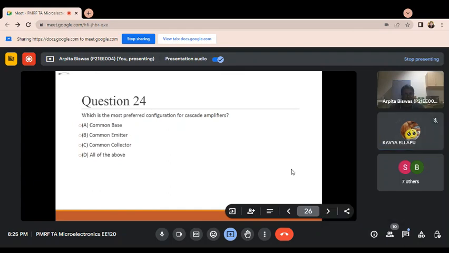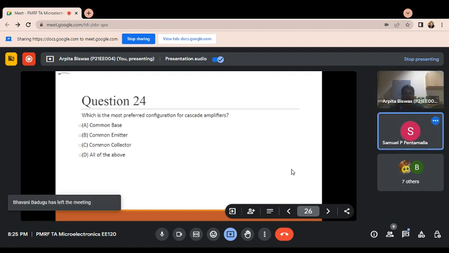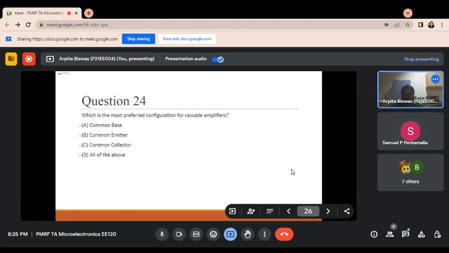You have heard about the amplifier, right? In a cascade amplifier, or a normal amplifier, which condition, common base, common emitter or common collector, is useful for this amplifier? Option B, common emitter. Okay. And if it is in common base, where will it be used? Cascade. Ravi, your voice is not clear. Can you please write?